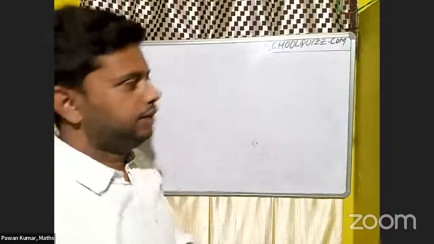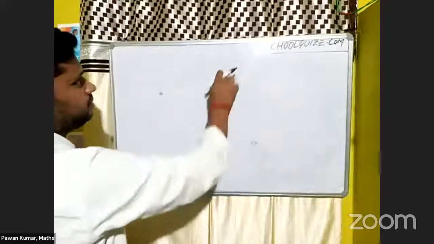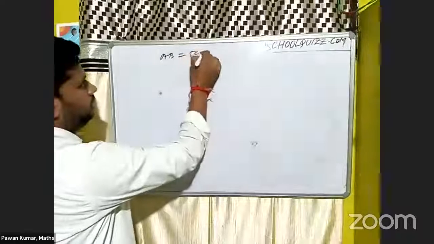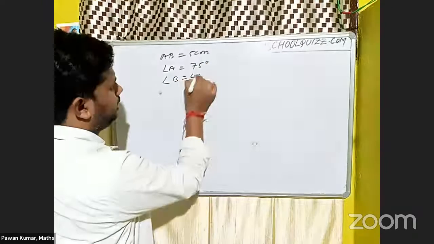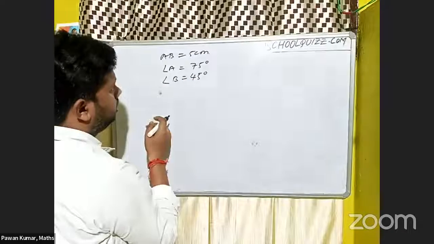Yes, sir. Sir, construction question number 1 that you gave in the class. Construction, okay. Can you remind me of that question? I think AB is 5 centimeter, correct? Yes, sir. Angle A is equal to 75 degree. Angle B is around 45 degree. BC is equal to 6 centimeter. And AD also I gave, correct? Yes, sir. AD is 5 centimeter.